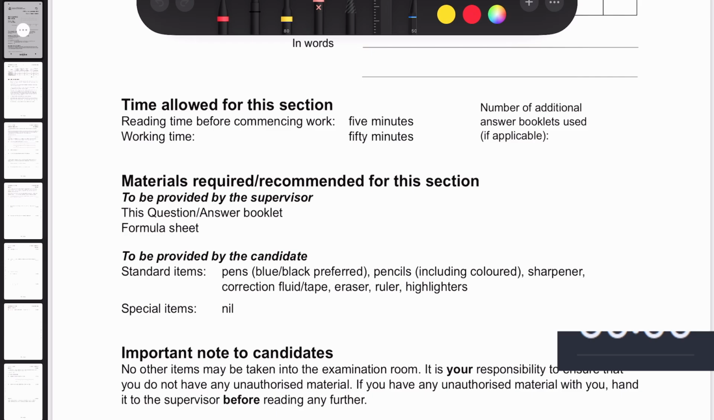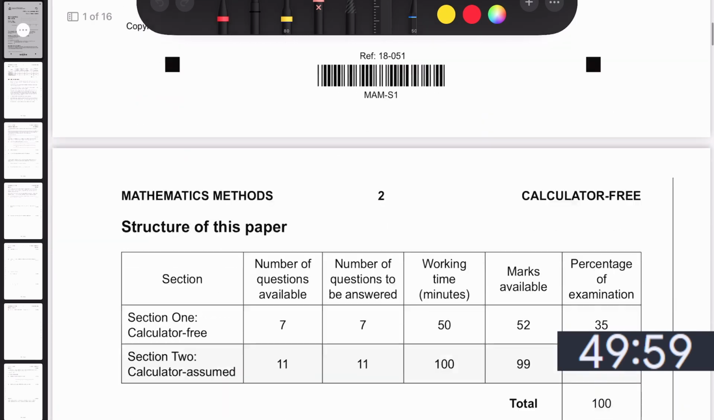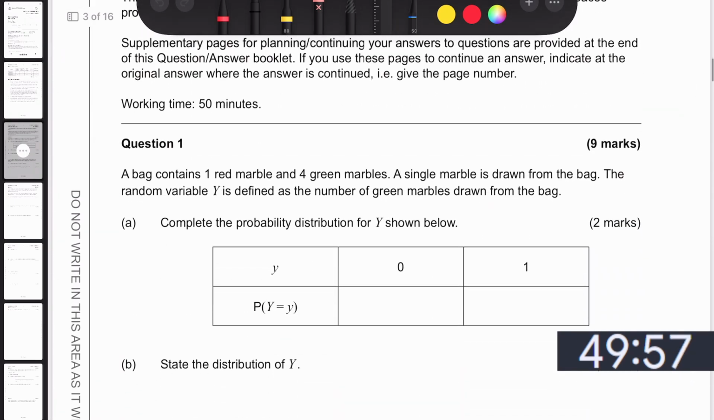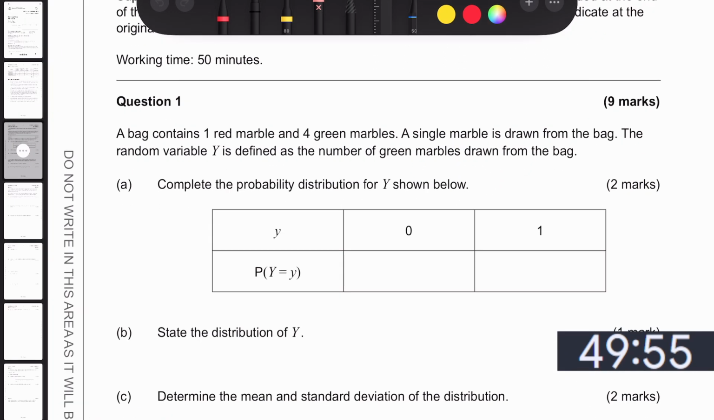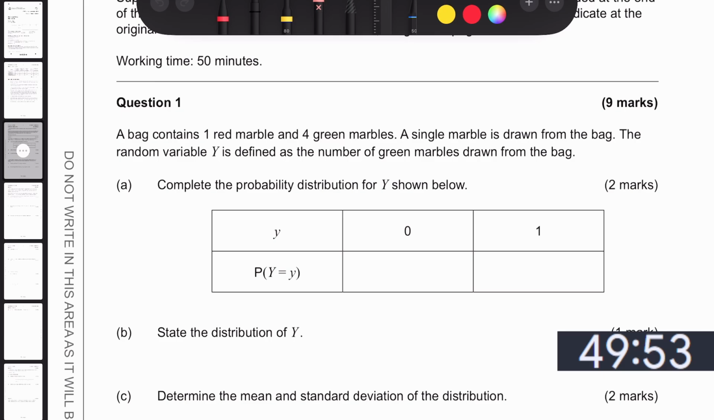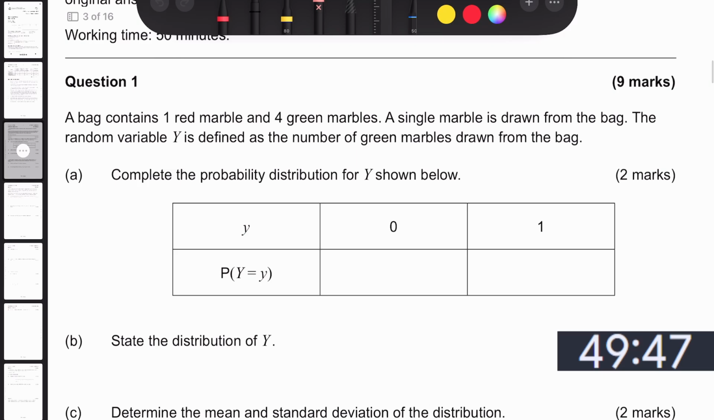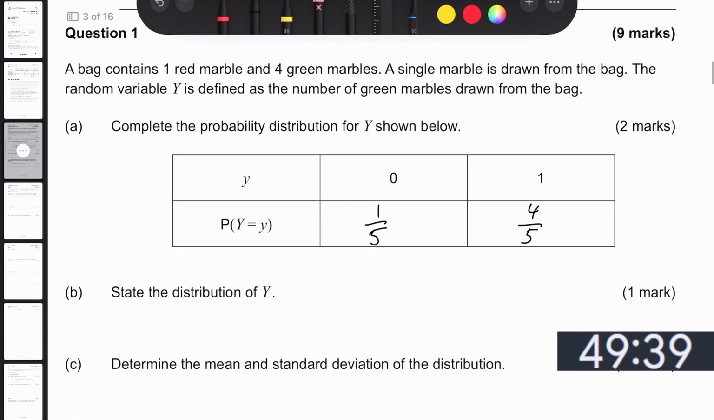Okay, 3, 2, 1, let's go. A bag contains 1 red marble and 4 green marbles. A single marble is drawn from the bag. Y is the number of green marbles drawn from the bag. 0 will only be 1 out of 5, and then 1 marble is 4 out of 5. Distribution of Y: Bernoulli.